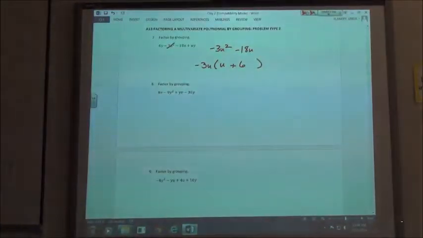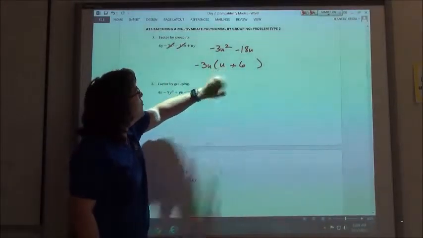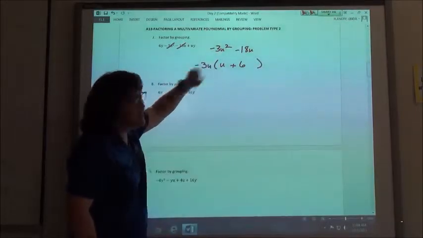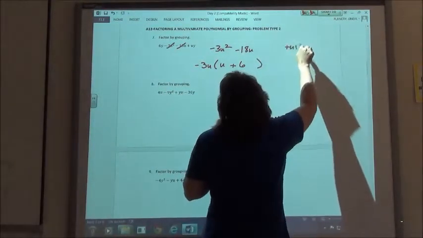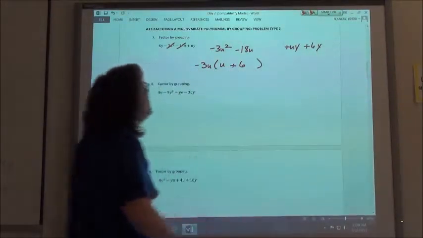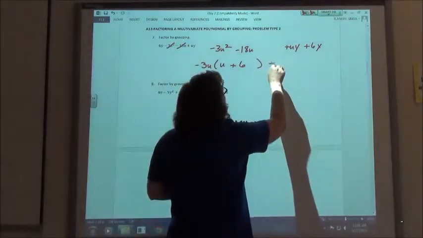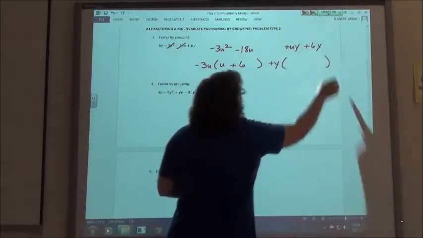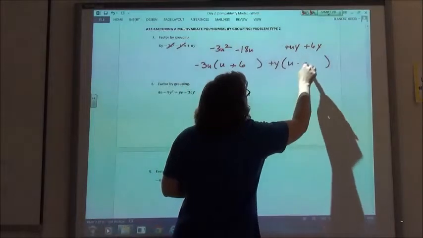When I do my other two terms, I want to end up with the same thing in the parentheses. So I look at it and say, okay, I want the term with the u written down first because I have the u first in my parentheses. So I have a positive uy and a positive 6y. It doesn't have a plus sign there, but I know it's positive. What do those both have in common? They both have a positive y in common that I can take out. If I take the y out of each of those, you'll notice I'm left with u plus 6.